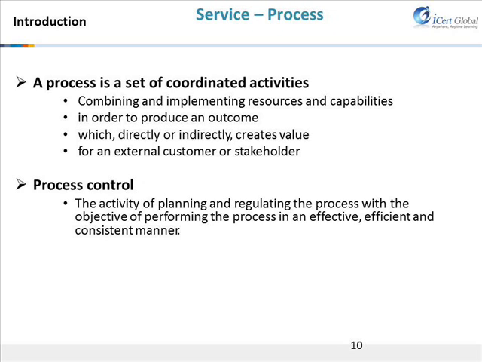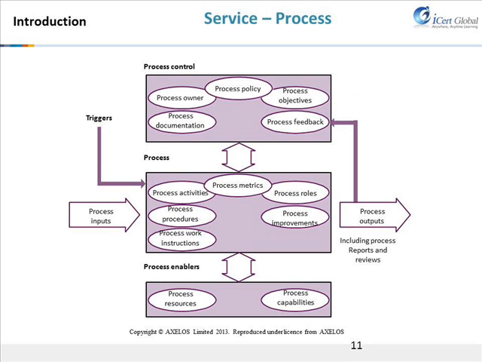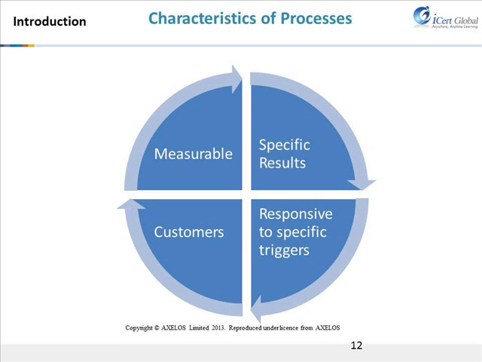Service Process. A process is a structured set of activities designed to accomplish a specific objective. A process takes one or more defined inputs and turns them into defined outputs. Processes define actions, dependencies and sequence. Well-defined processes can improve productivity within and across organizations and functions. The image on the slide depicts a basic process. The image on the slide depicts the characteristics of process.